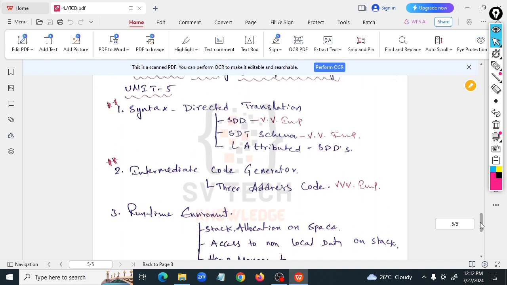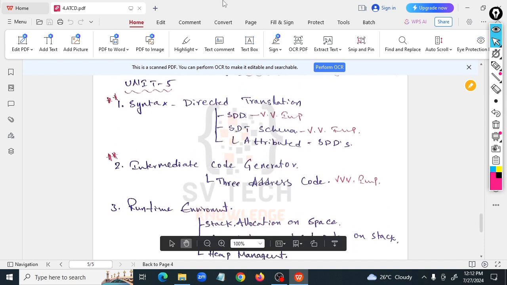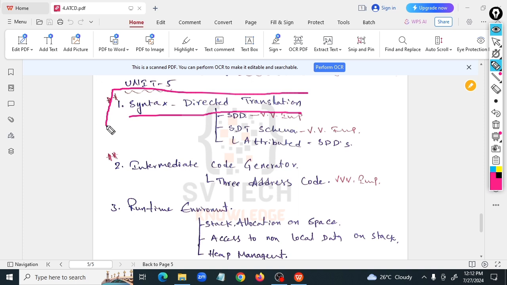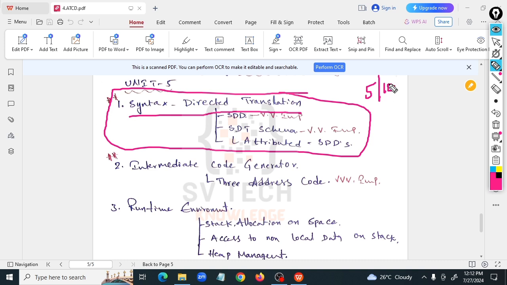Next, the fifth unit, a very lengthy unit, but we will try to minimize the questions, no problem. Coming to syntax directed translation, very important. Write it down; the first question of your fifth unit in the final exam might be for 5 marks or 10 marks. That's it. Definitely write it down.